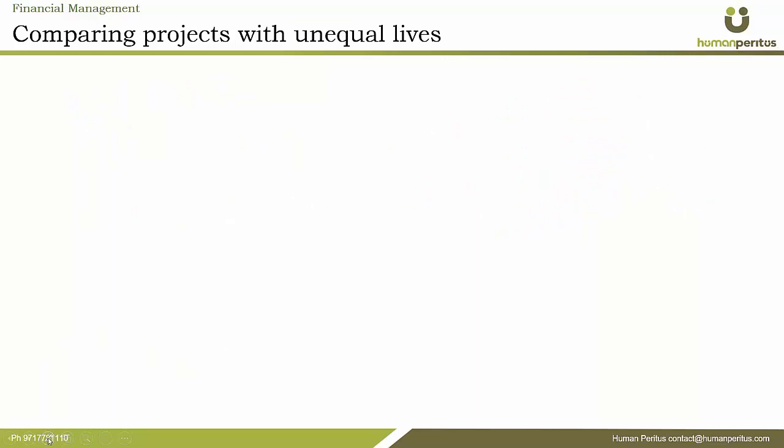So guys, let's move on to the next thing: how do we compare when there are two projects with unequal lives? Unequal lives means that there are different lifetimes for the two given projects. Of course, this problem will come only when we have mutually exclusive projects, because you are comparing two different projects. It is not a standalone or independent project.